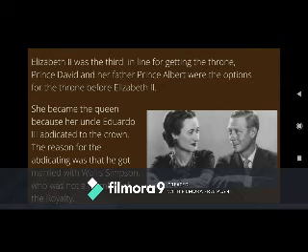Elizabeth II was third in line for the throne. Prince David and her father Prince Albert were the options for the throne before Elizabeth II. She became the queen because her uncle Edward VIII abdicated the crown. The reason for the abdication was that he got married to Wallis Simpson, who was not a member of the royalty.